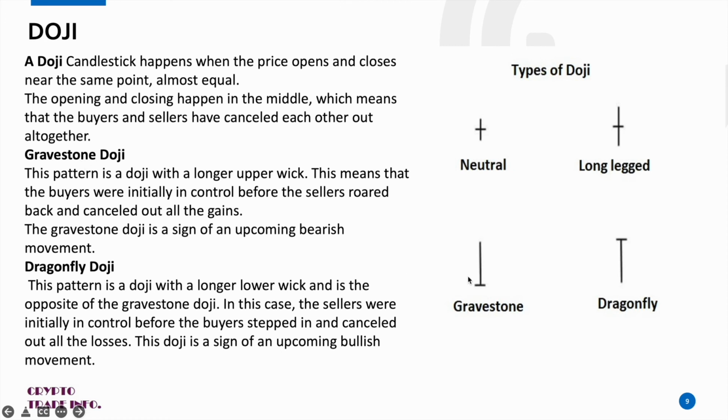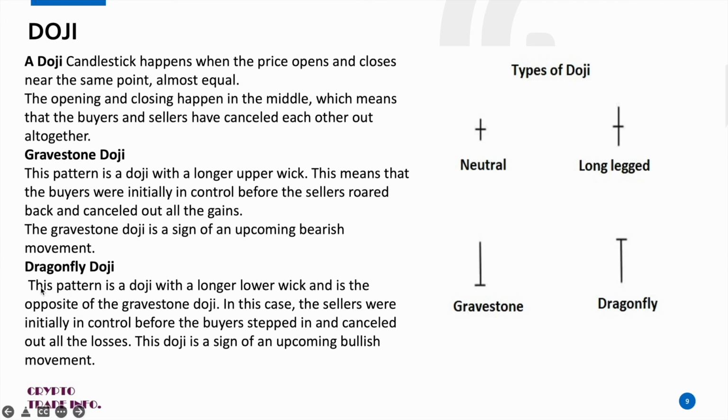Gravestone doji. As you can see in the diagram, it looks like a gravestone pattern. This pattern is a doji with a long upper wick. The candle opened here, the buyers pushed it right up, the sellers pushed it back to the same spot that it opened, and it closed at that same spot. So this has a long wick. This means that the buyers were initially in control before the sellers rolled back and cancelled out all the gains. The gravestone doji is a sign of an upcoming bearish movement, a signal of a downtrend coming.